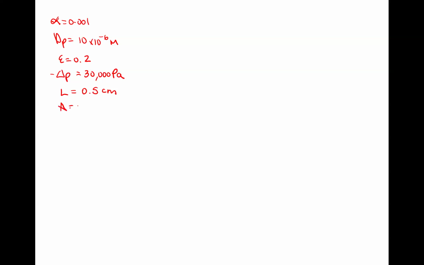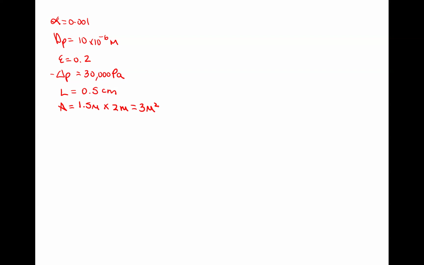Okay. Now to solve this problem, we're going to first collect a few parameters. We already said alpha is 0.001. We have the diameter of the particle as 10 micrometers, so 10 times 10 to the minus 6 meters. Epsilon is 0.2. The minus delta P is 30,000 pascals. The length of the cake at the end will be 0.5 centimeter. And then my area of the filter is 1.5 by 2, so 3 meters squared.